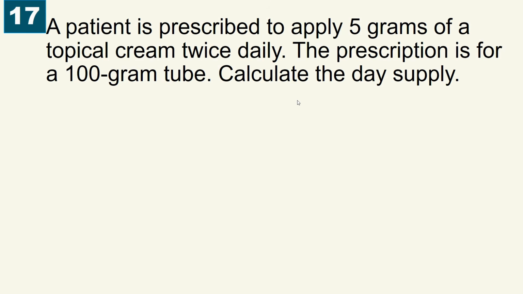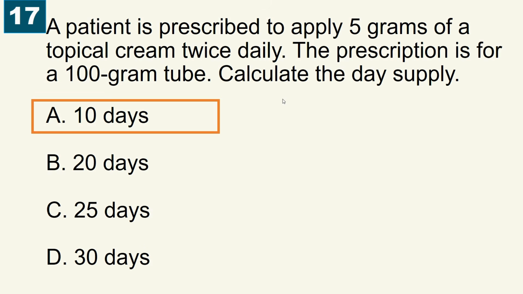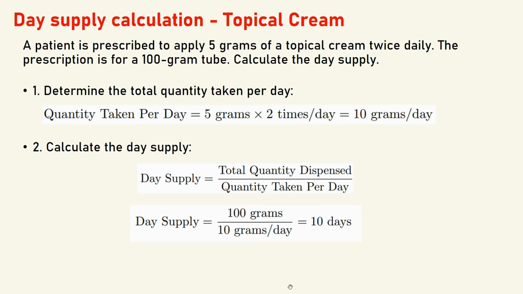Next, a patient is prescribed to apply 5 grams of topical cream twice a day. The prescription is for a 100-gram tube. Calculate the day supply. A, 10 days; B, 20 days; C, 25 days; D, 30 days. The correct answer is 10 days. The question says 5 grams, 2 times a day, so therefore 10 grams a day.